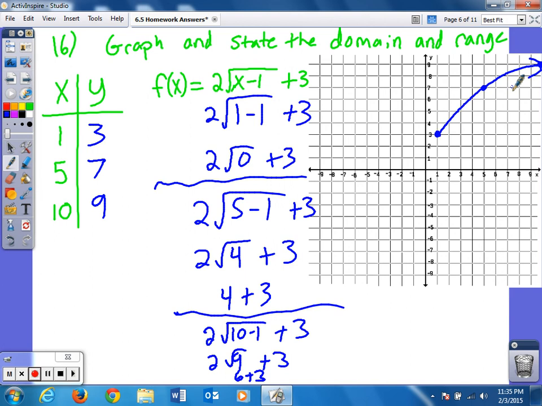For domain and range, again, we can't have any numbers less than 1 because that would give us a negative underneath the square root. And so we also can't have any y values less than 3, just because the smallest x value we can plug in is 1, and we can't plug in anything less than that to get any smaller y values. So the range is going to be all real numbers greater than or equal to 3.